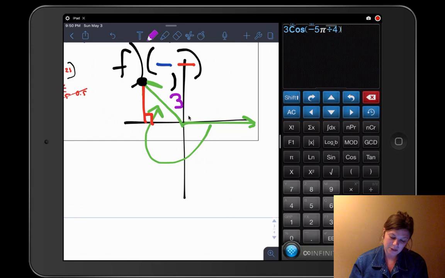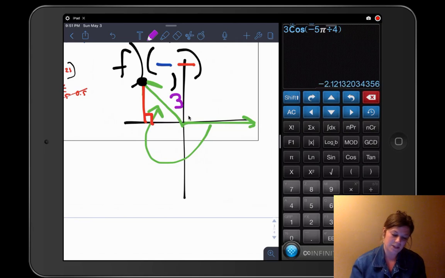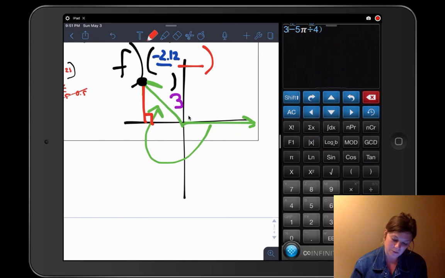I need to make sure I am in radians. There is my X value of my coordinate point. So negative 2.12. And then here we go, doing the sine in red. So same exact thing that I'm putting in my calculator, but I'm changing it from cosine to sine.